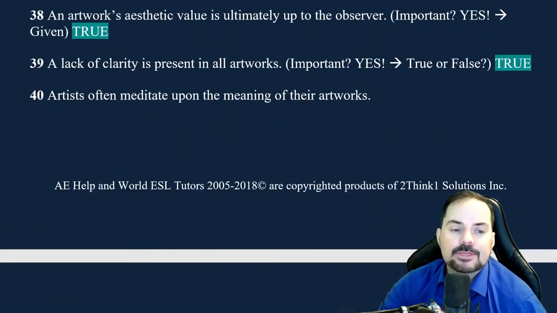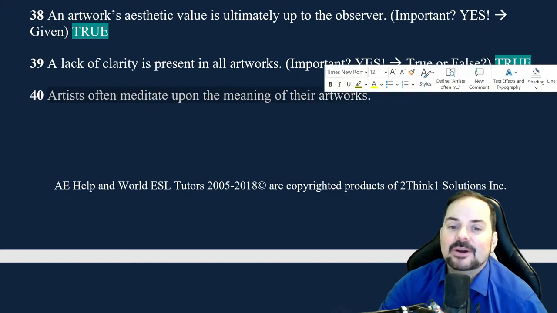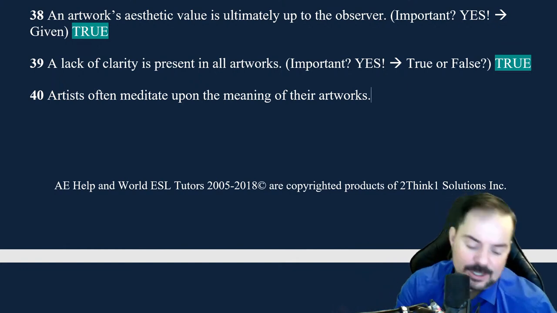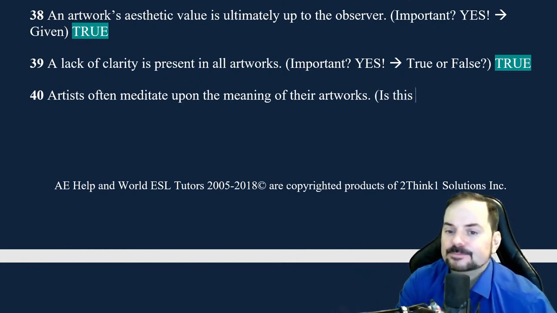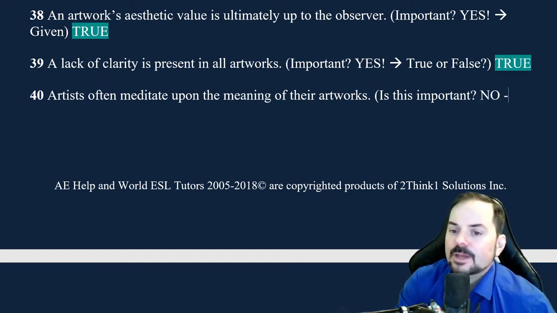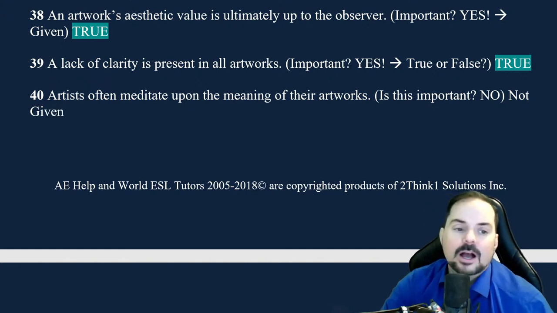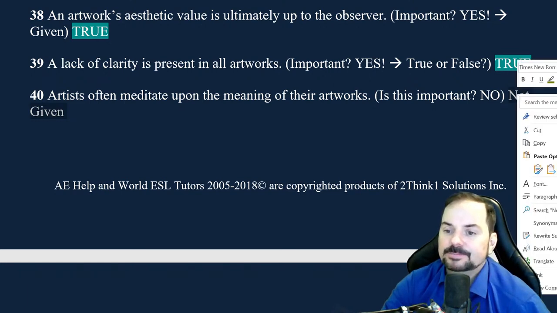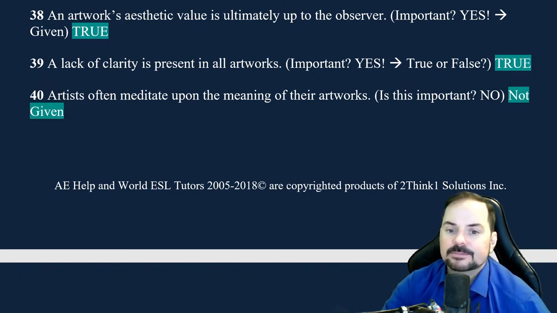All right. Number 40, last question. Artists often meditate upon the meaning of their artworks. Visualize it like, what's going on? Is it important? No. The author doesn't talk about this. So it's not given, right?